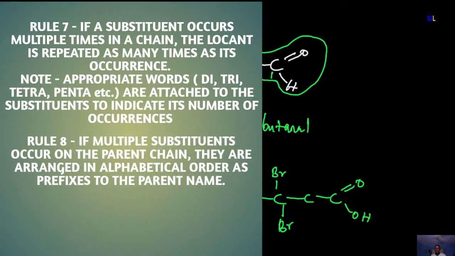Rule number 8. Okay, so what's rule number 8? As you can see on the screen, rule number 8 states that if multiple substituents occur on the parent chain, they are arranged in alphabetical order as prefixes to the parent name. If you have more than one substituent, where you have bromo, chloro, methyl, and so on, all you need to do is arrange them in alphabetical order when you're naming them as a prefix.